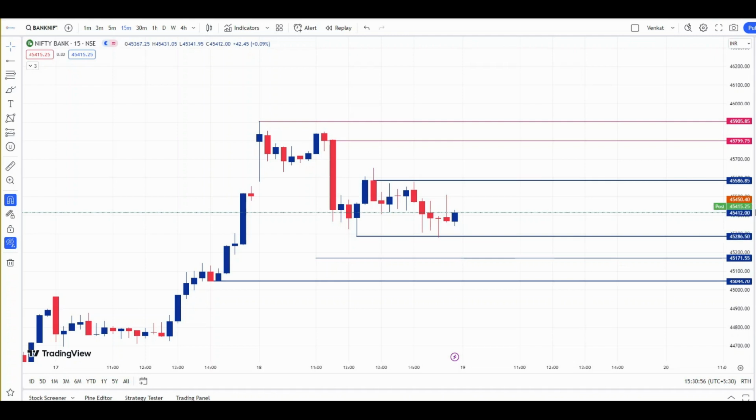In this video, we'll do a complete analysis of both the indices Nifty and Bank Nifty. We'll try to see how Nifty and Bank Nifty moved today, and also we'll try to see the important levels for tomorrow's trading session. Now let's see the analysis of Bank Nifty.